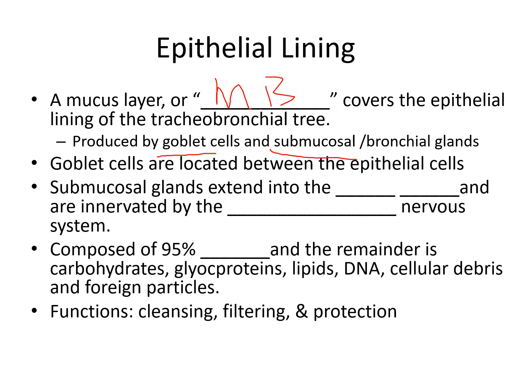Goblet cells and submucosal glands. I want you to know both of those, right? And not only that, but that's not the first time I've repeated that to you either. So the goblet cells themselves are located in between the epithelial cells. See that previous slide there. And the submucosal glands extend into the, it's two words, lamina propria, right? I don't have enough room to write all that in there. Lamina propria is where they go into and are innervated by what type of nervous system?